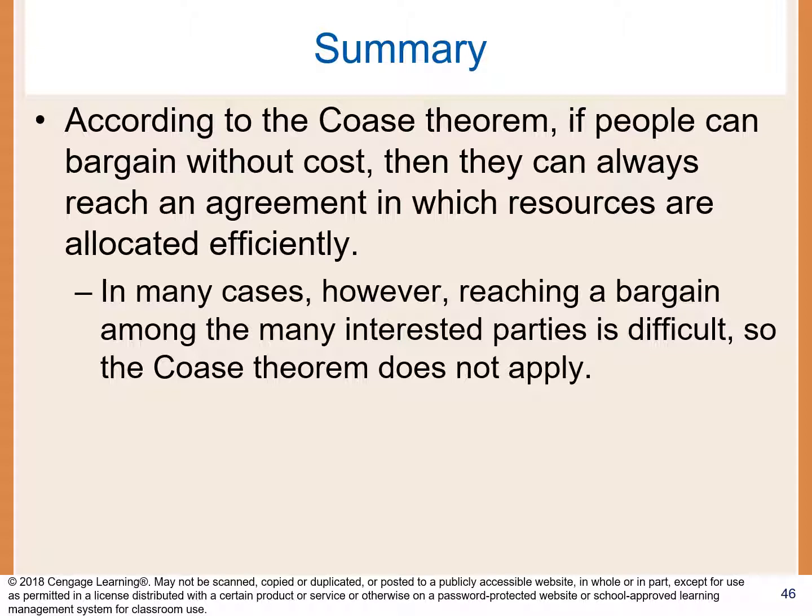According to the Coase theorem, if people can bargain without cost, then they can always reach an agreement in which resources are allocated efficiently. In many cases, however, reaching a bargain among the many interested parties is difficult, so the Coase theorem does not apply. This concludes Chapter 10.